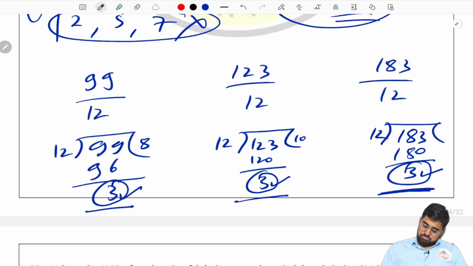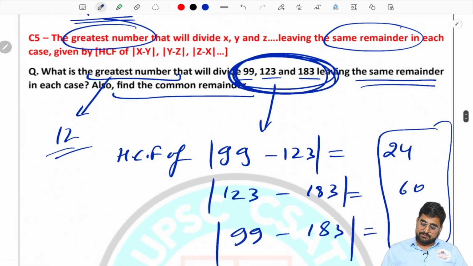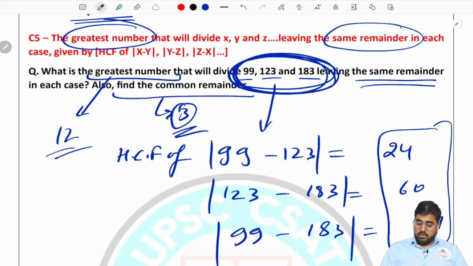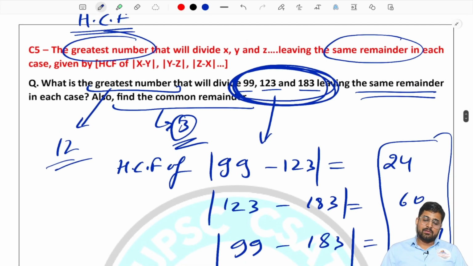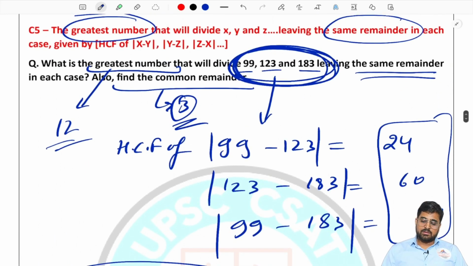So this is how you have to solve this question. The common remainder is 3. I hope this concept is clear, and you will find this kind of question in your examination. So please pay attention to this kind of explanation. Let's move to the next one.